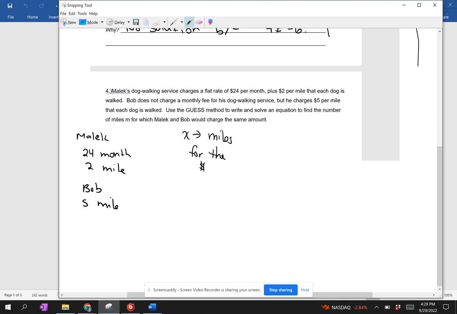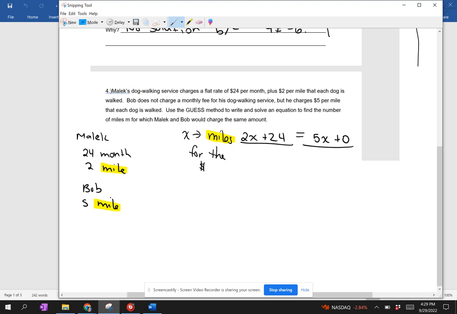So you want to look for the keyword miles. Malik has 2. Bob has 5. Since we're talking about 2 different people, we are going to have 2 different sides. We're going to have the 2x plus 24 for Malik. And then for Bob, it's just 5x. And then honestly, he doesn't do a flat rate. So if you want, you can do that plus 0.